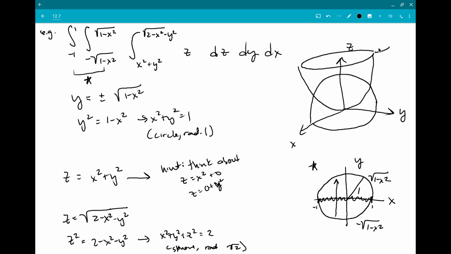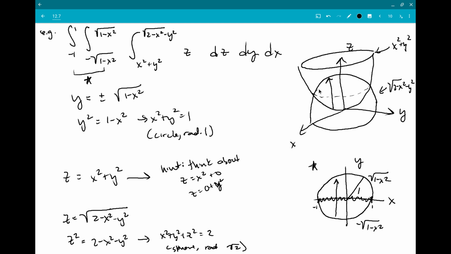Okay, so this is my x squared plus y squared bowl, and this is my root 2 minus x squared minus y squared sphere. The sphere is my upper bound, and the bowl is my lower bound. So everywhere in z, I'm starting on the bowl and going up to the sphere. This is kind of like you took a bowl and slapped some kind of circle object in it.